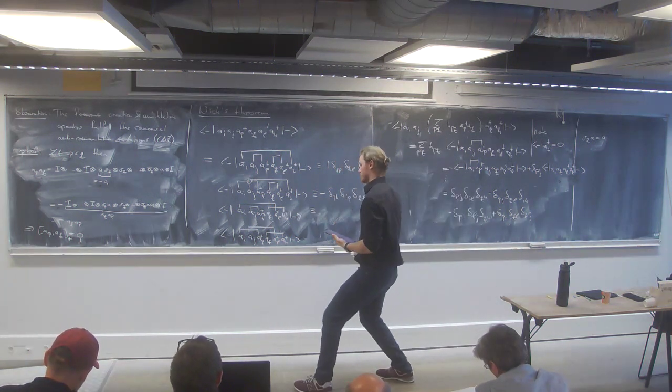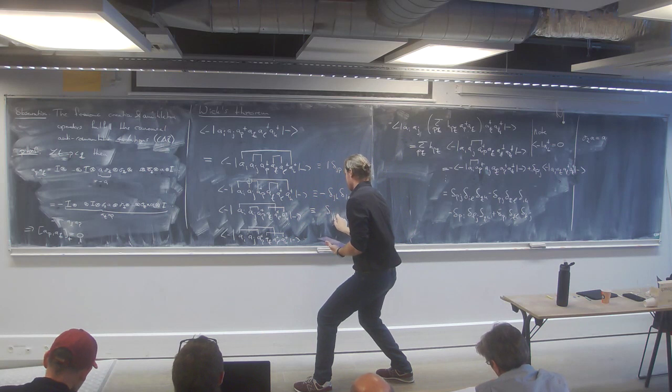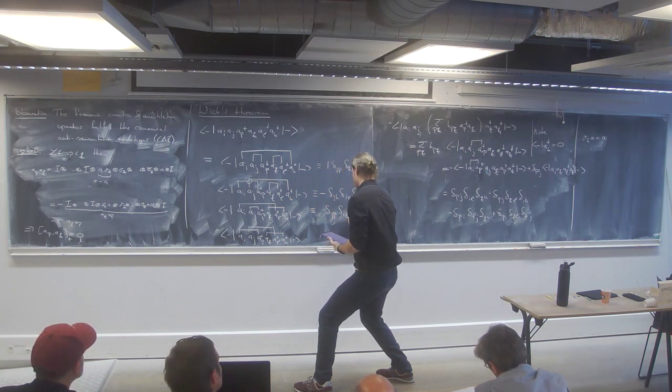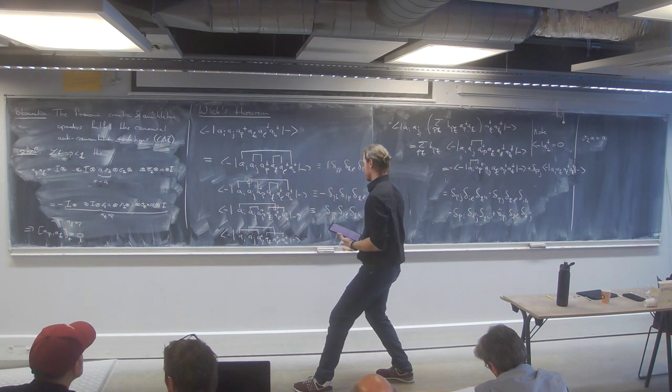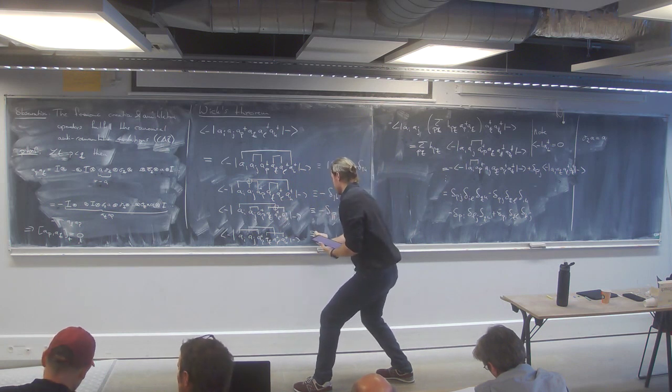And so I continue. Delta JP, delta IL, and delta QK. Again, there's 1 crossing, minus.